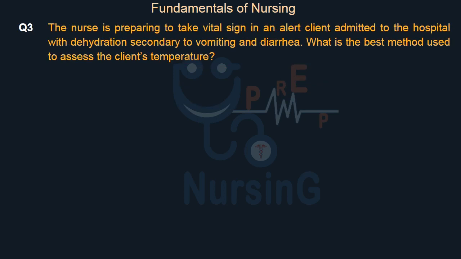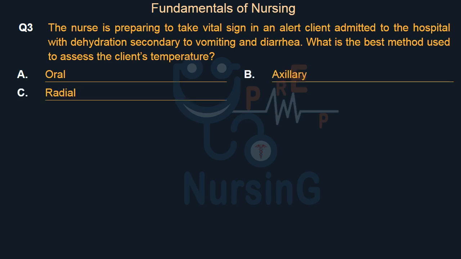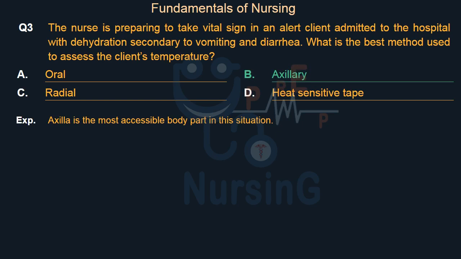The nurse is preparing to take vital signs in an alert client admitted to the hospital with dehydration secondary to vomiting and diarrhea. What is the best method used to assess the client's temperature? Option A. Oral. Option B. Axillary. Option C. Radial. Option D. Heat-sensitive tape. Right answer is Option B. Axillary. Axilla is the most accessible body part in this situation.